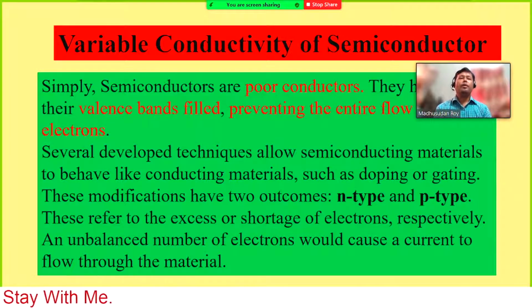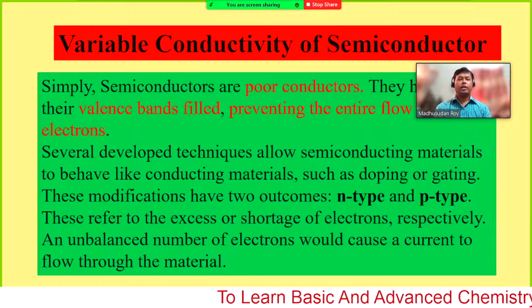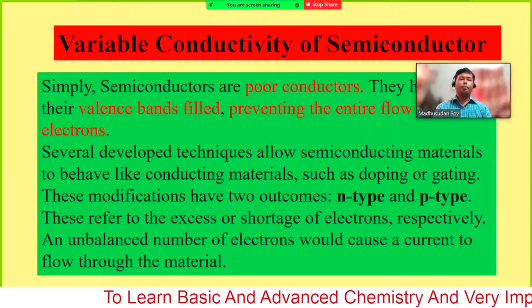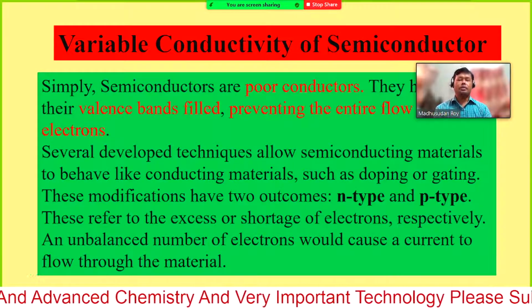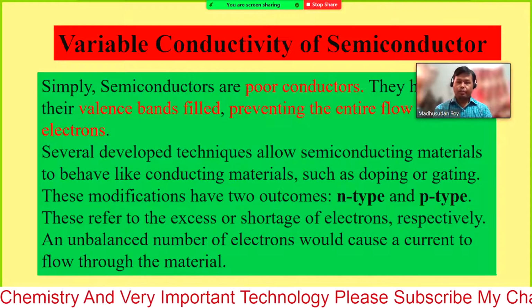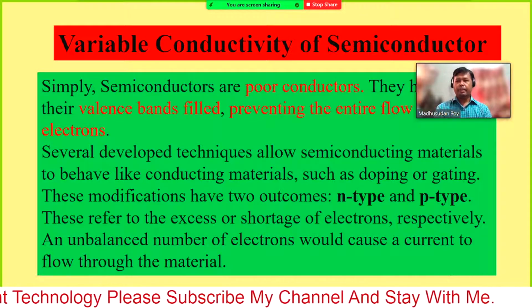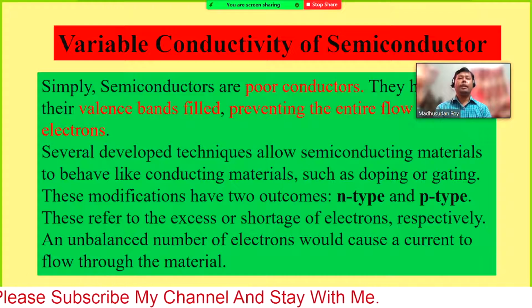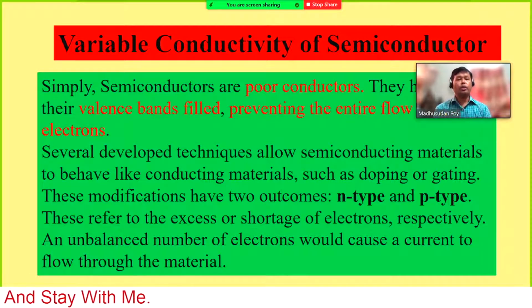So based on our interest, what types of conductivity we want, based on that the scientists have designed or proposed, and not only proposed, they have implemented several methods to increase the conductivity of semiconductors. So several developed techniques allow semiconducting materials to behave like conducting materials. That means some of the materials can be used like conducting materials, though their major portions are semiconducting materials.